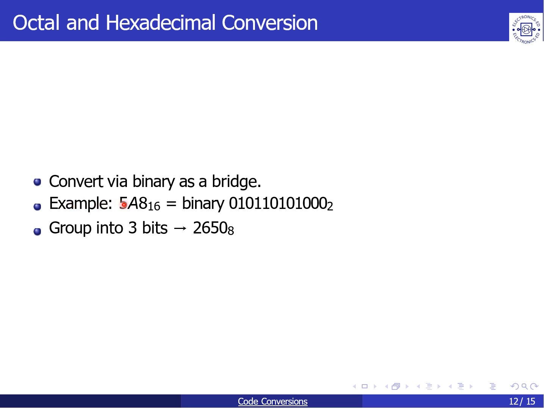To convert between octal and hexadecimal numbers, it's easiest to use binary as a bridge. Take the hexadecimal 5A8. First, write it in binary as 010110101000. Then group the binary digits into sets of 3 to get the octal equivalent, 2, 6, 5, and 0, so the answer is 2650 in octal.